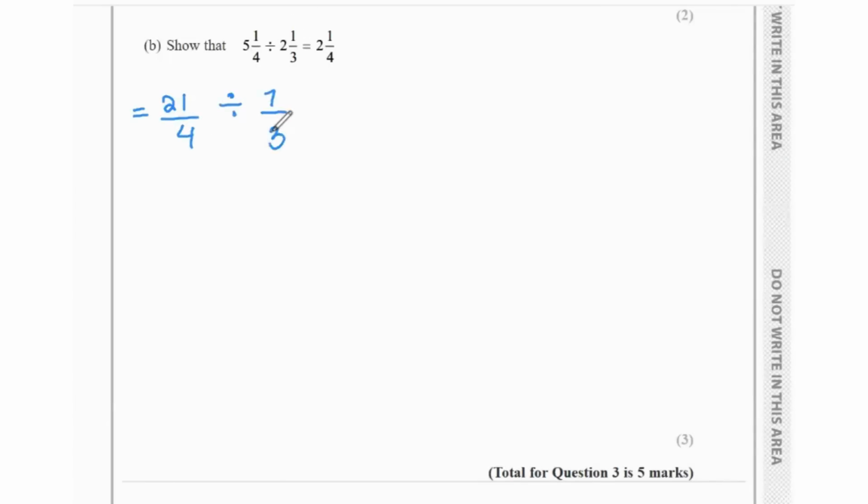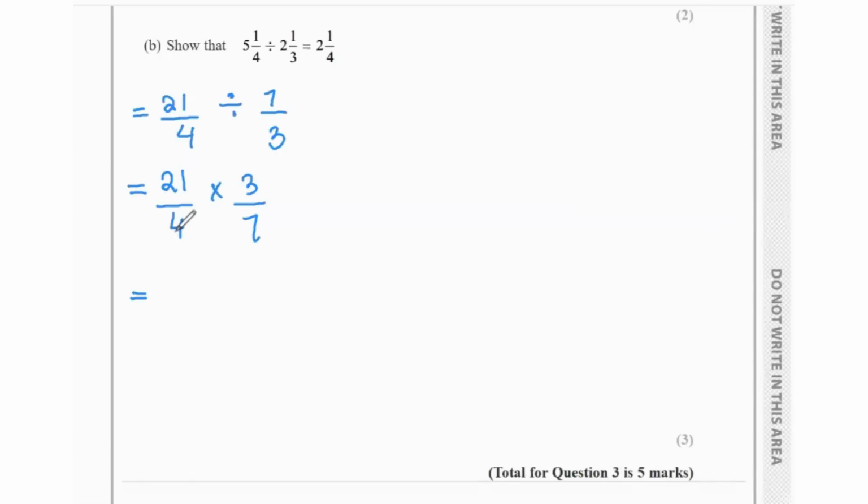So 7 over 3. When we're dividing fractions, we take the reciprocal of the second fraction. When I say reciprocal, what I mean is that we're going to flip the fraction. So we swap the numerator with the denominator. So 21 over 4 times 3 over 7. As you can see, we flipped 7 over 3. So it becomes 3 over 7. Division turns into multiplication. So now we can simplify diagonally and vertically.